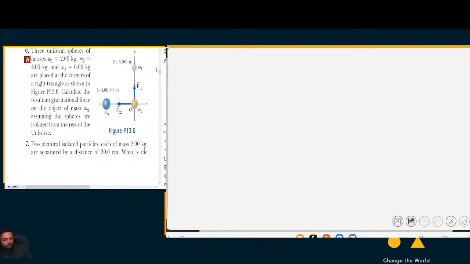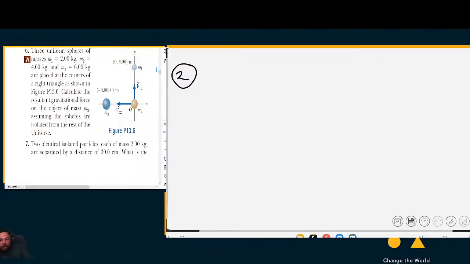Three uniform spheres. Question 2. We have three uniform spheres of mass m1, which is 2 kilograms, m2, which is 4 kilograms, and m3, which is 6 kilograms. They are placed at the corners of a right angle triangle as shown in that figure. Calculate the resultant force on the object of mass m2, the one at the corner, assuming the spheres are isolated from the rest of the universe.